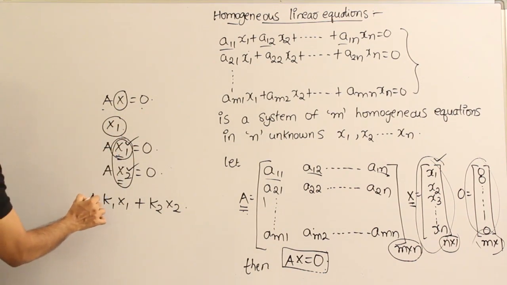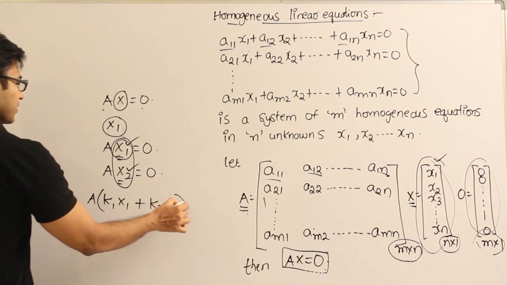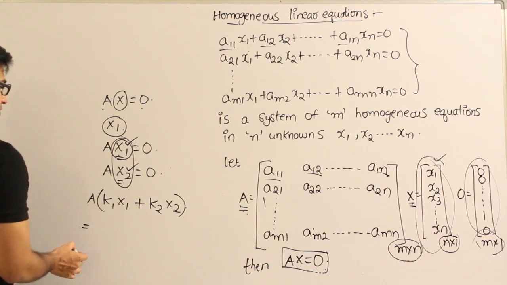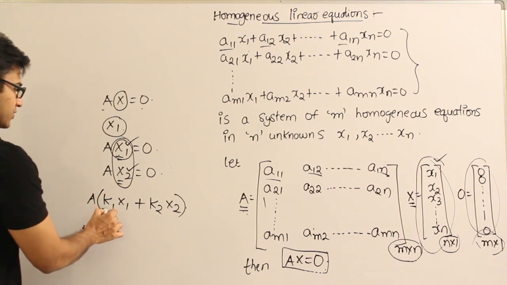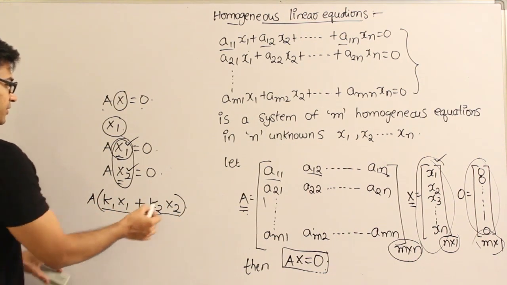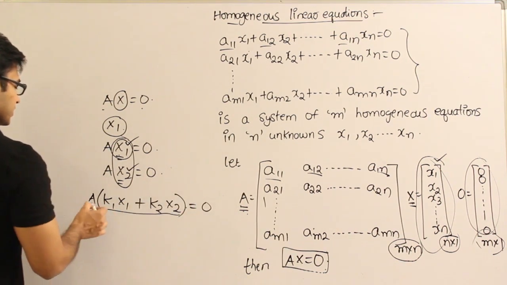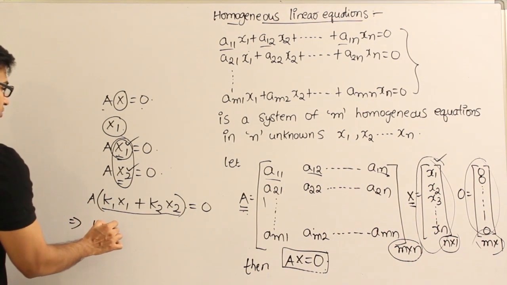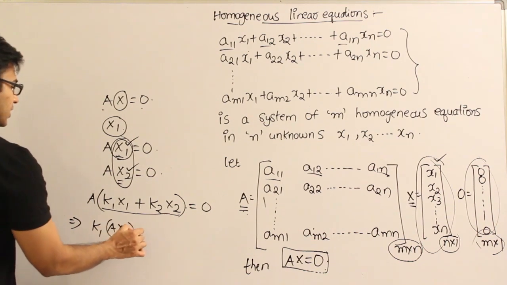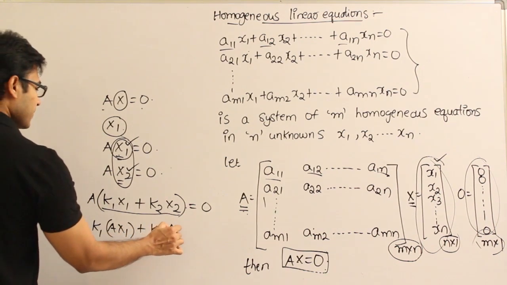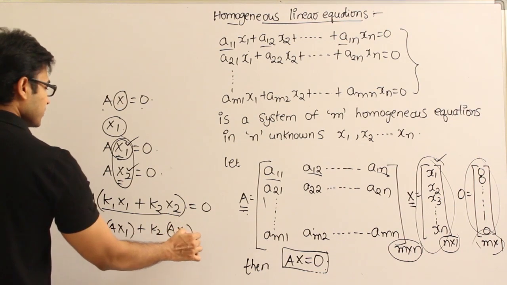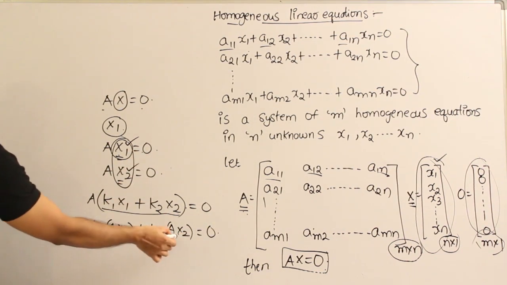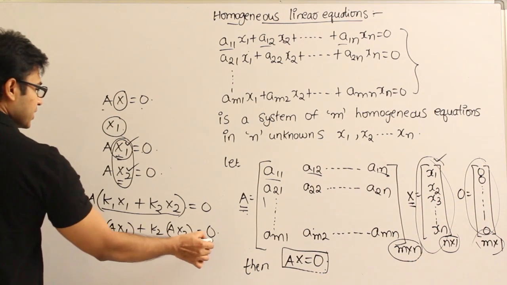How? Multiply this one with a, and check what happens. See, if this one has to be a solution, then this one has to be 0, isn't it? So let's expand this. Then I can write it like this: k1 into a into x1 plus k2 into a into x2 equal to 0, and we already know that this one is 0 and this one is 0, therefore this entire thing is 0.